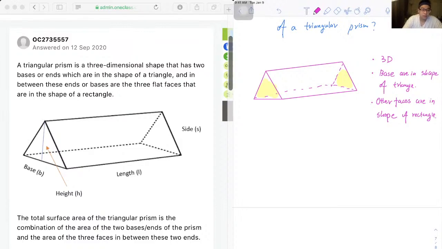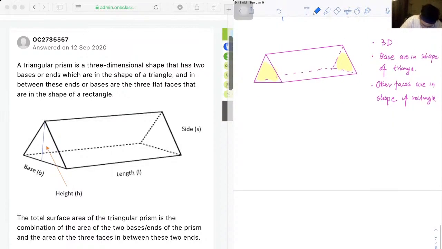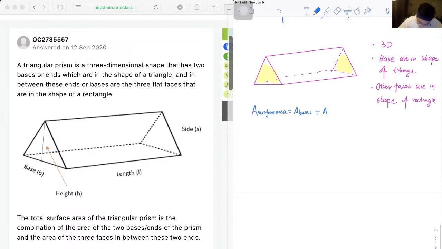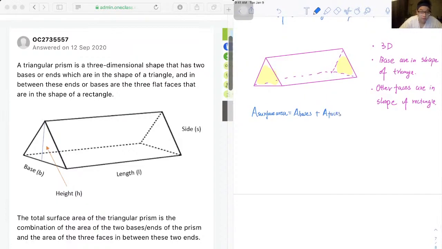In terms of calculating the total surface area of this triangular prism, it is just a combination of the area of the two bases and the area of the three faces. So first, let's write that down. Let's call it A, surface area. Surface area is equal to the area of the two triangle bases plus the area of the three rectangle faces.